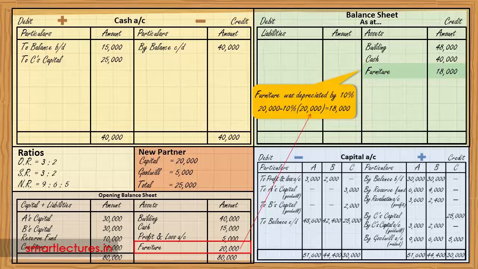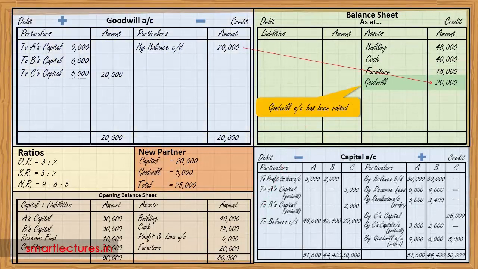Now we have to create one more item, that is goodwill. You know, by balance CD in the goodwill account was 20,000. So it will be taken to the balance sheet asset side rupees 20,000. So in this way, goodwill account is appearing in the balance sheet on asset side. It means we have raised goodwill account. So total is 1,26,000 rupees.